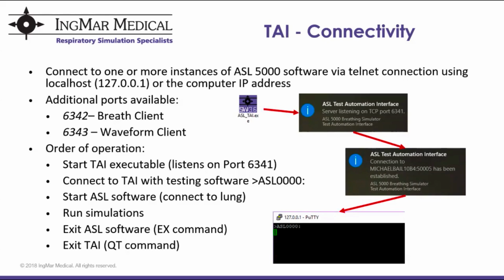As stated earlier, the prompt symbology is defined in the specification document. The client can then connect to the ASL simulator using the TAI commands. Once a simulation is complete, the client can close the software and exit the TAI with additional simple commands. In this case, EX exits the software and QT closes the TAI executable.